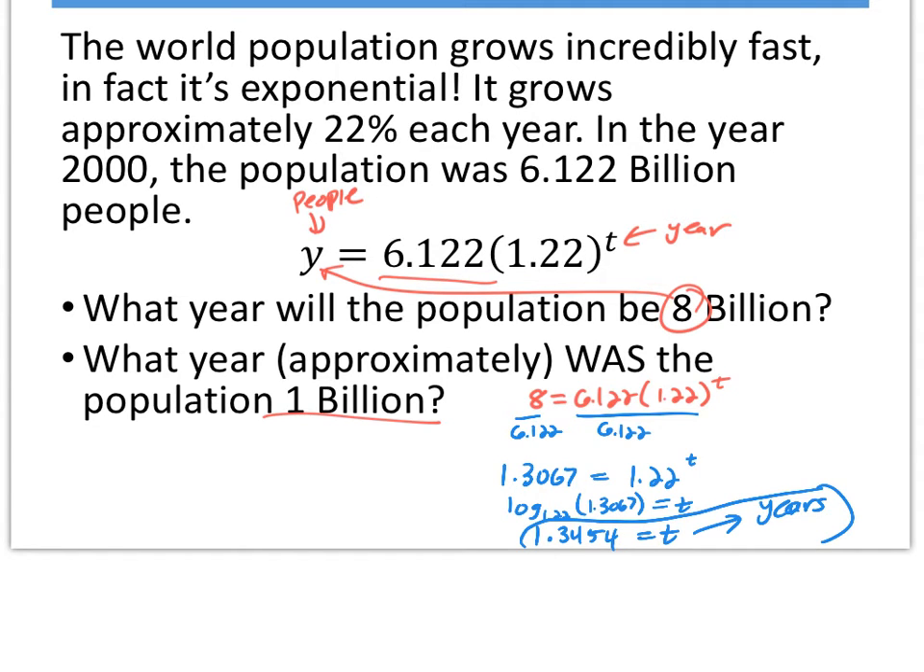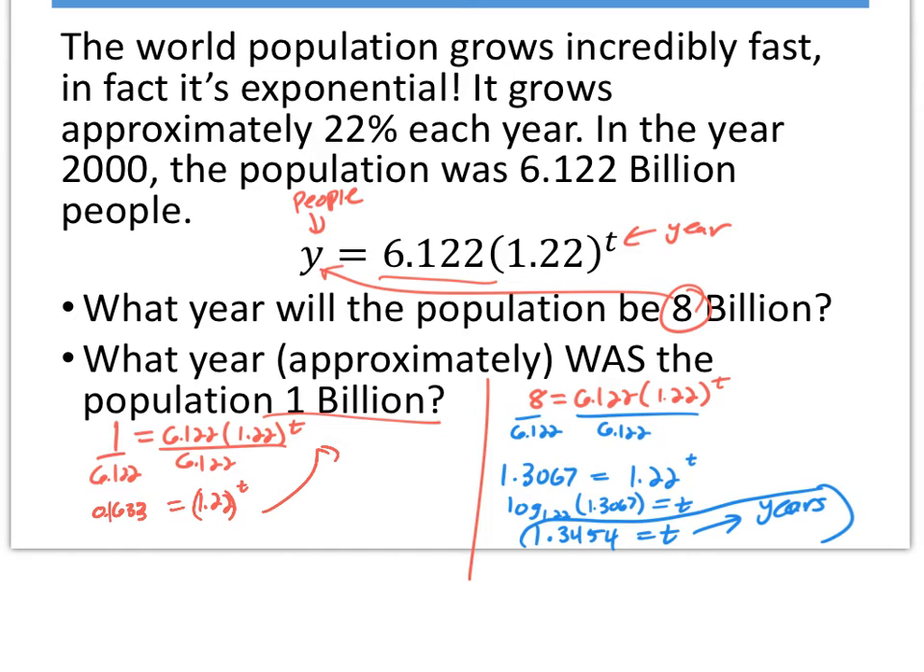This idea is going to still work the same way, except we're going to put in 1 billion people. So we're going to do kind of the same problem, but just with 1 billion people. So 1 equals 6.122 times 1.22 to the power of t, divided by 6.122, and we get 0.61633 and some change equals 1.22 to the power of t. And in a calculator, t is going to equal, sorry, I should have done the log. I need to do the log.